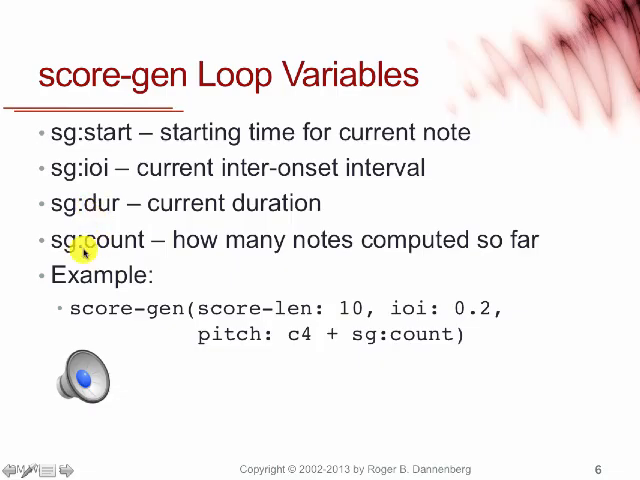And finally, every time we compute a note, sg:count is incremented. So it's how many notes have been computed so far. So here's an example using sg:count. We write score-gen. The length is going to be 10 notes. IOI is 0.2. And the pitch is going to be this expression, C4 plus sg:count. So that will generate a chromatic scale, C4 plus 0, C4 plus 1, and so on 10 times.